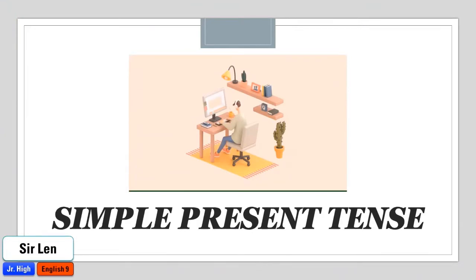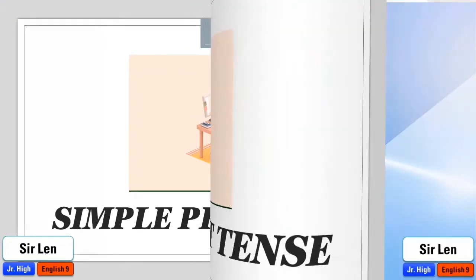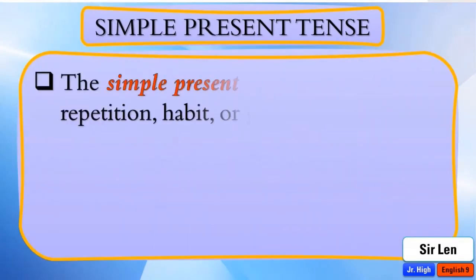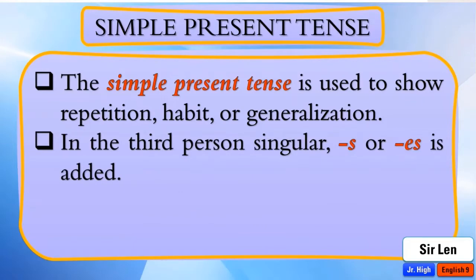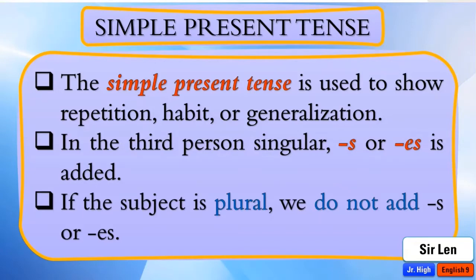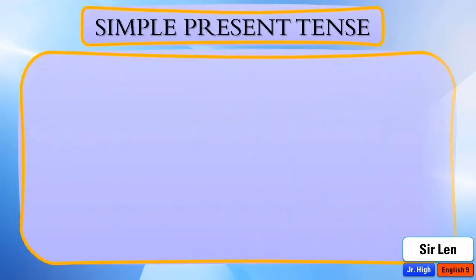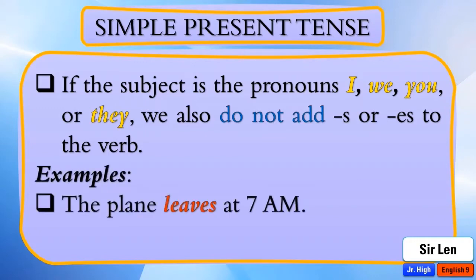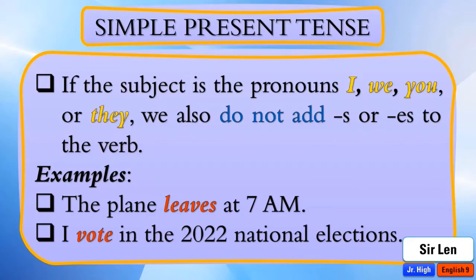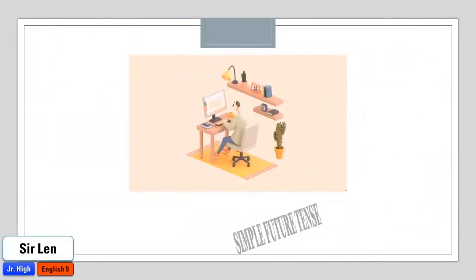The simple present tense. The simple present tense is used to show repetition, habit, or generalization. In the third person singular, s or es is added. If the subject is plural, we do not add s or es. If the subject is the pronouns I, we, you, or they, we also do not add s or es to the verb. Examples: The plane leaves at 7 a.m. I vote in the 2022 national elections.